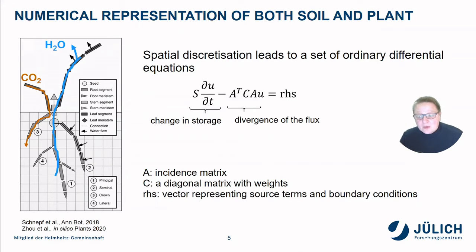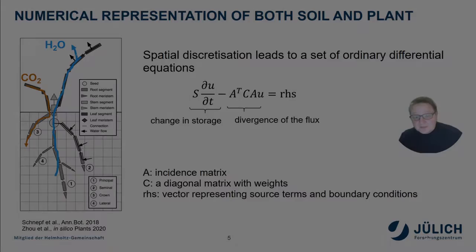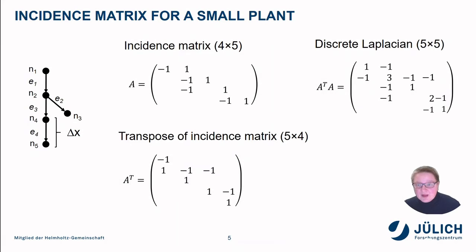I will now use terms from graph theory to explain the matrix A, because the underlying concept can be nicely applied to both the soil and the plant domains. In graph theory, this matrix A is called the incidence matrix.